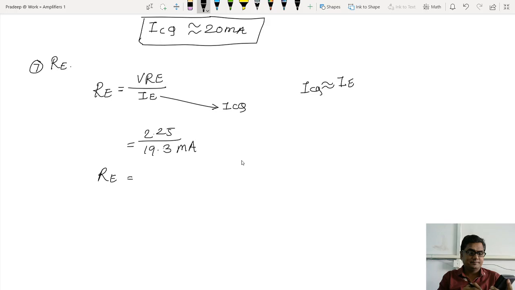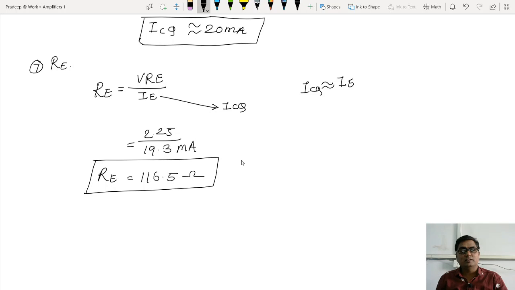2.25 divided by 19.3, 116. So it is 116.5 ohm. 116 ohm is the value of the emitter resistor.